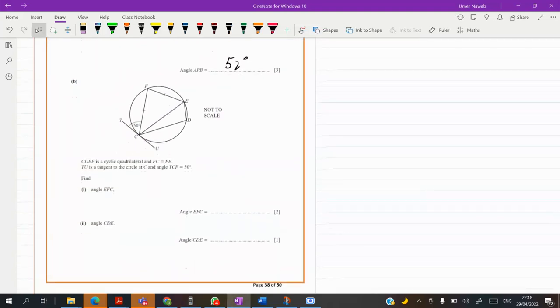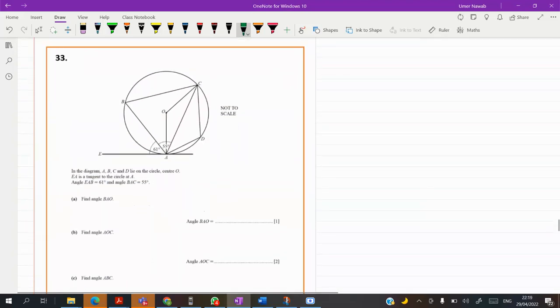Next, B part, we have another isosceles triangle, but use the tangent alternate segment theorem. This is 50, and we have two sides equal. This is also 50. We can find this angle. This will be 80, and we can find this angle. That is 100 by the cyclic quadrilateral property. EFC is 80 degrees, and CDE, by the cyclic quadrilateral property, is 100.